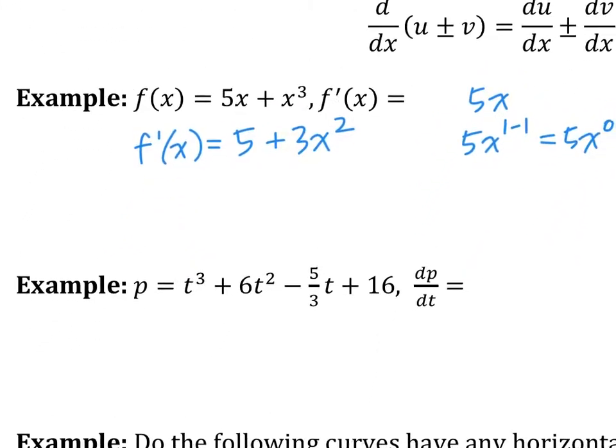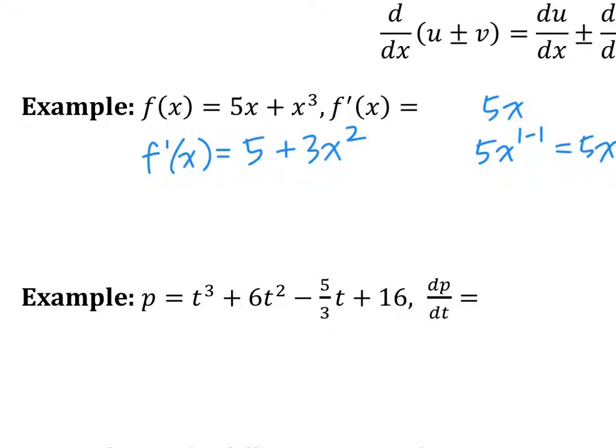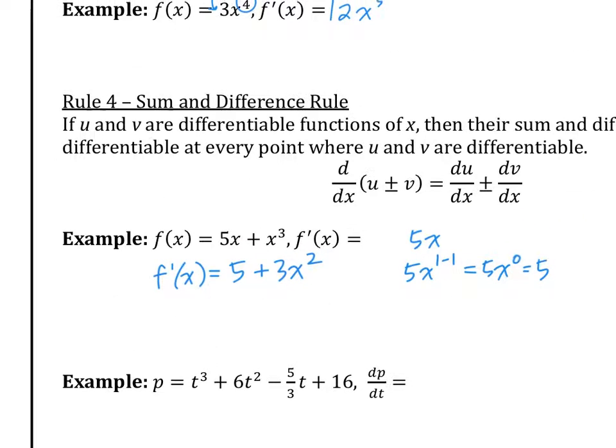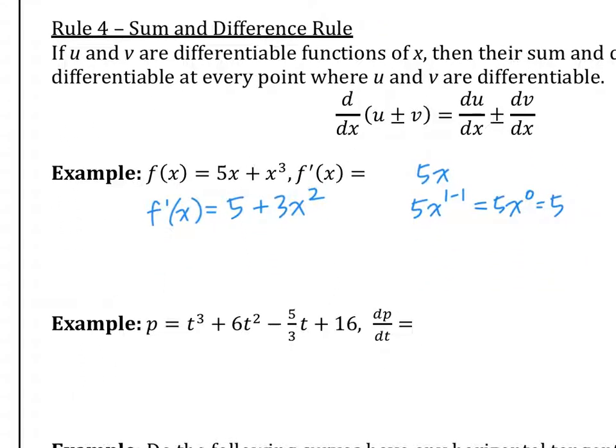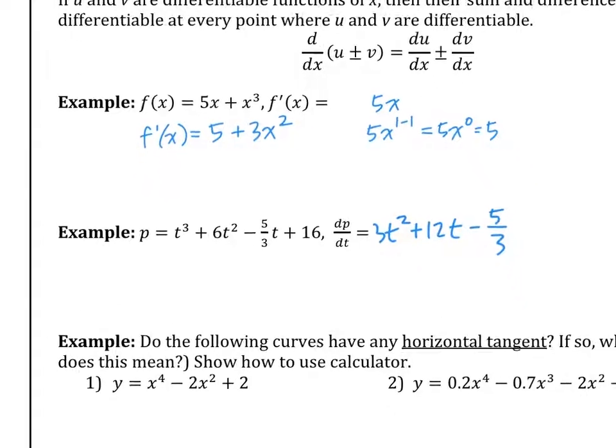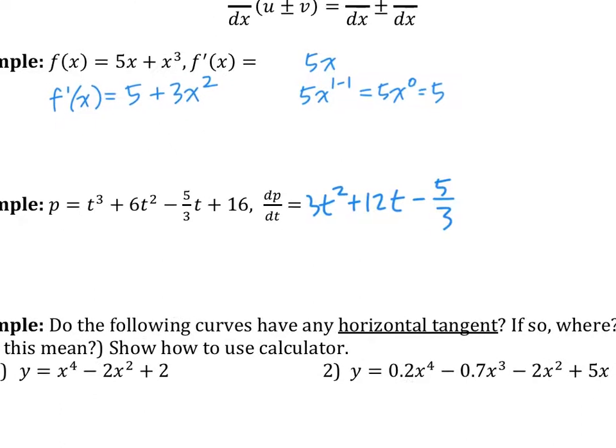Let's have you guys try this one. dP/dt, meaning t is my variable. You have an answer, Taya? What's your answer? 3t squared plus 12t minus what? 5 over 3. Yes. And then we don't care about that 16. That's a constant, so the derivative of that is 0. All right. We have learned 4 rules. We are able to do some things much quicker than before. So let's go ahead and look at a typical problem.